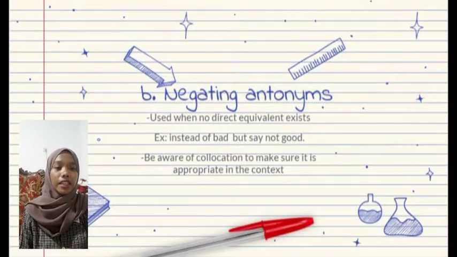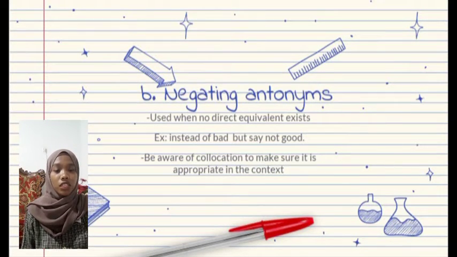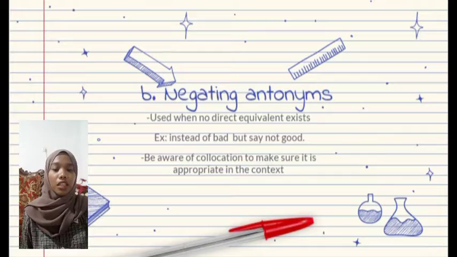And then is negating an antonym. A negative antonym is used when no direct equivalent exists. For example, instead of bad, say not good. Be aware of collocation to make sure it is appropriate in the context. So in translation, you must use a good word. In this context, it can be used if there is no direct equivalent. So pay attention to collocation to make sure it fits the context.